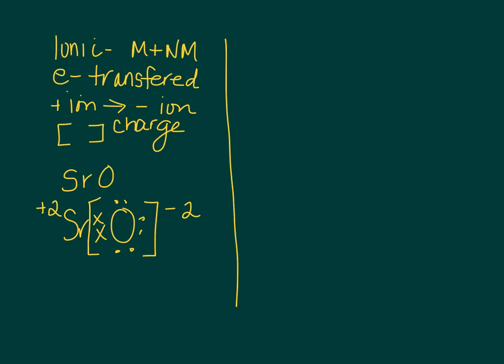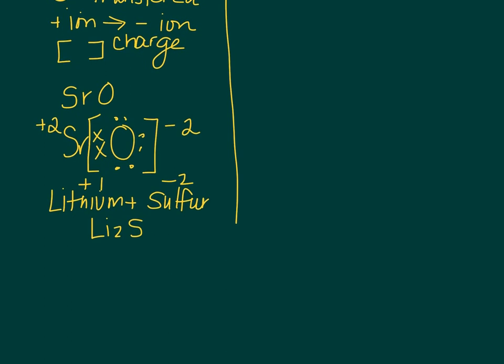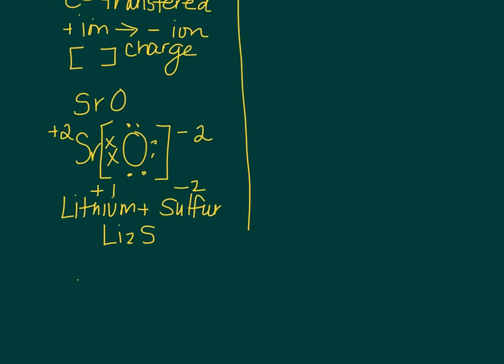Sometimes you have to figure out what the formula is. If I were to say lithium and sulfur, you have to look these up, and you see that lithium is +1 and sulfur is -2, which means that my formula is going to be Li2S, which means that I need 2 Li's and 1 S, because each Li wants to give up 1. And sulfur wants to gain 2. So we can put an Li on either side. Each one gives 1 to sulfur, meaning each lithium becomes a +1 and the sulfur becomes a -2.